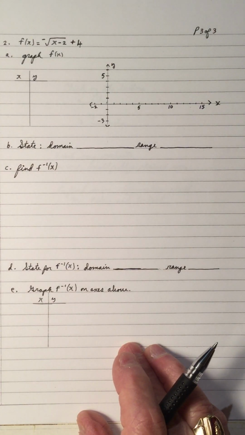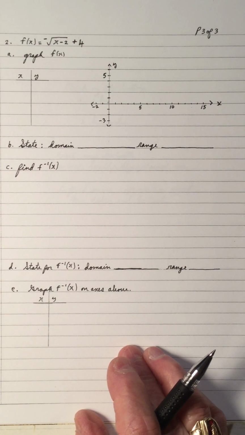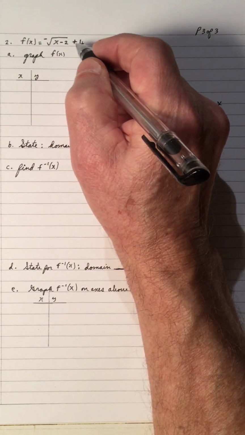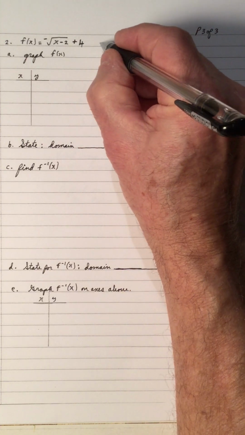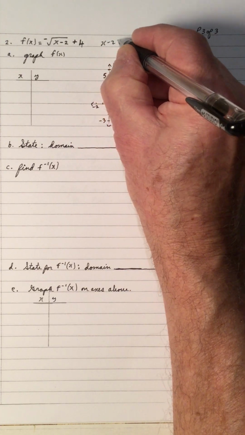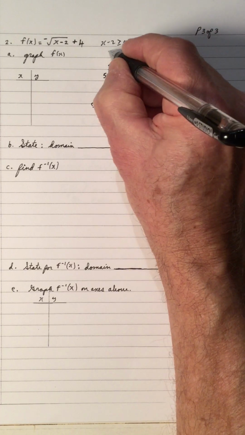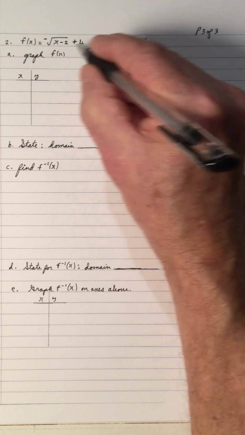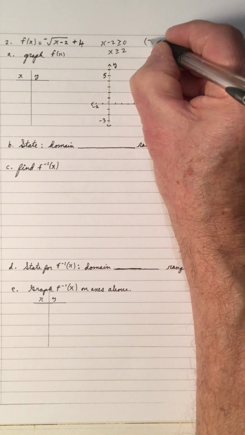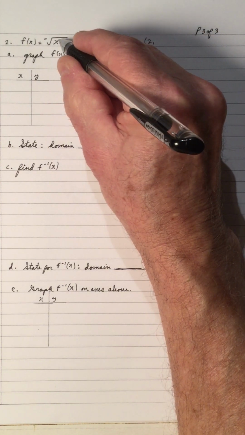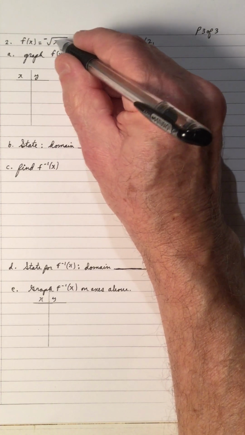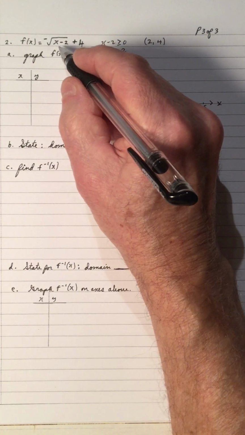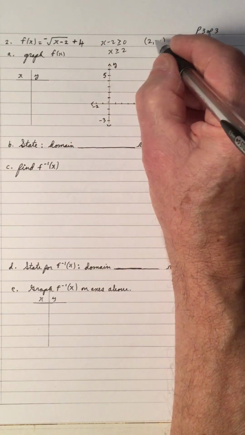Okay, let's do another one. Number 2, f of x equals the negative of the square root of x minus 2, plus 4. And again, the x minus 2 has to be greater than or equal to 0. That means x has to be greater than or equal to 2. And the starting point for this one, when x is 2, 2 minus 2 gives me a 0. Negative 0 is 0. So I get 2, 4. So this square root function starts at 2, 4.